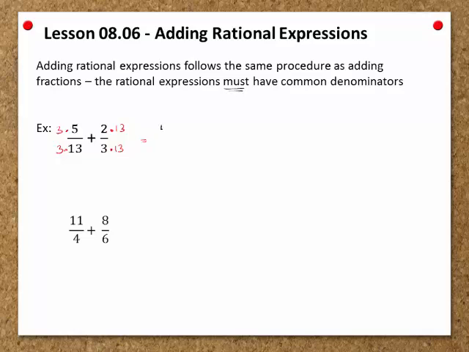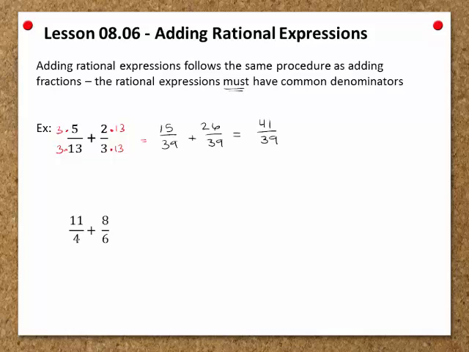So I'm going to get 15 over 39 plus 26 over 39. Once I have my common denominator, I then add the numerators. So 15 plus 26 will give me 41 over 39. The next thing I need to do is see if this is reducible. 41 is actually prime. Nothing will divide evenly into 41, so I can't reduce this. So this is my final answer.